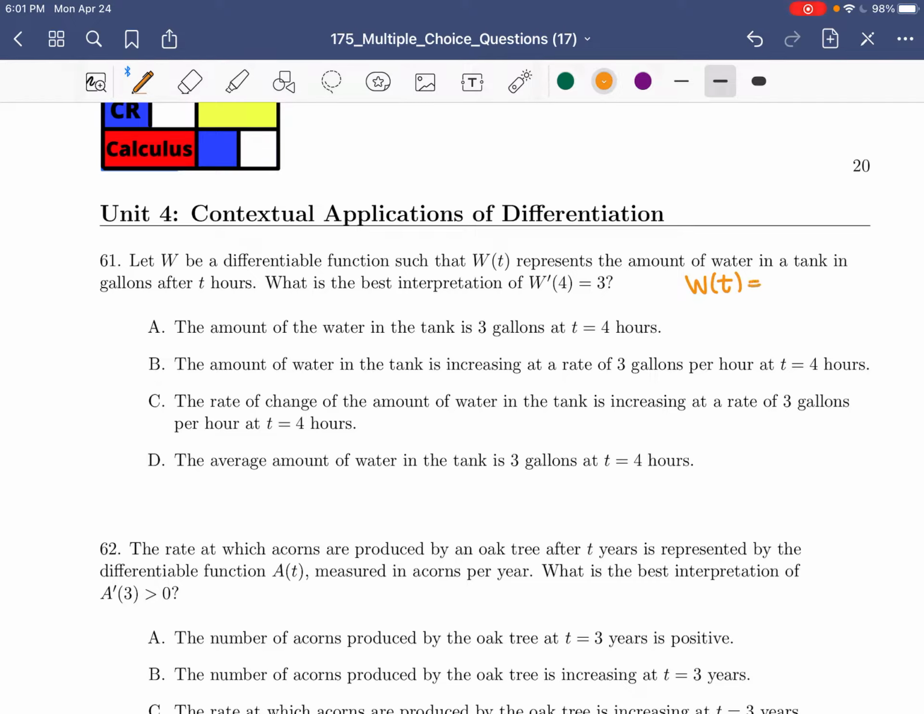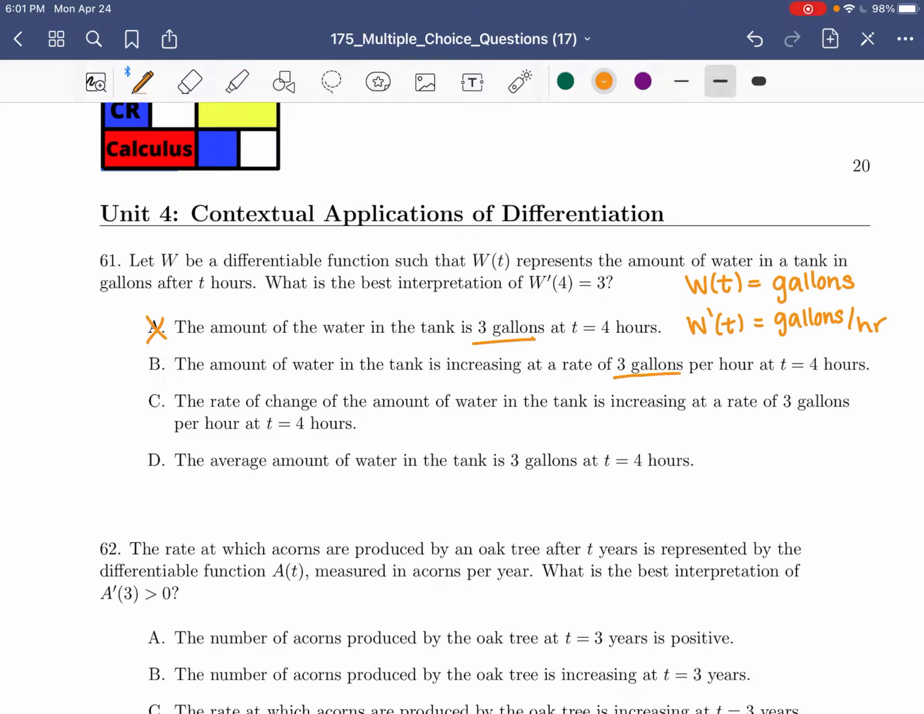So if W of t equals our gallons, we know that W prime of t should be adding a rate, so it should be gallons per hour. So looking at my answer choices now, let's just see which ones we can get rid of. So A is the amount in gallons. That cannot be the right answer.